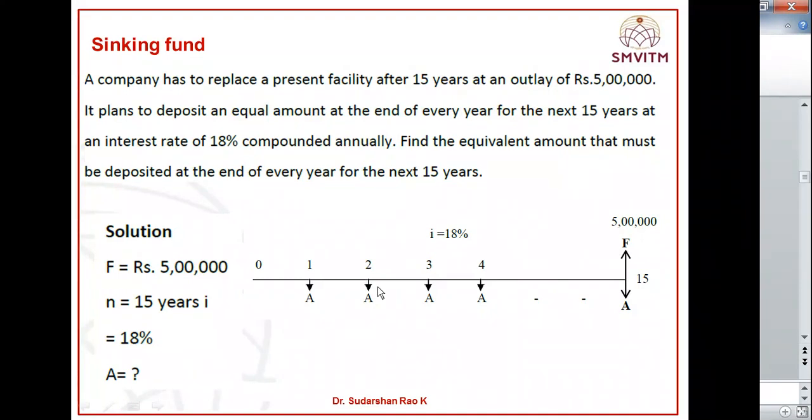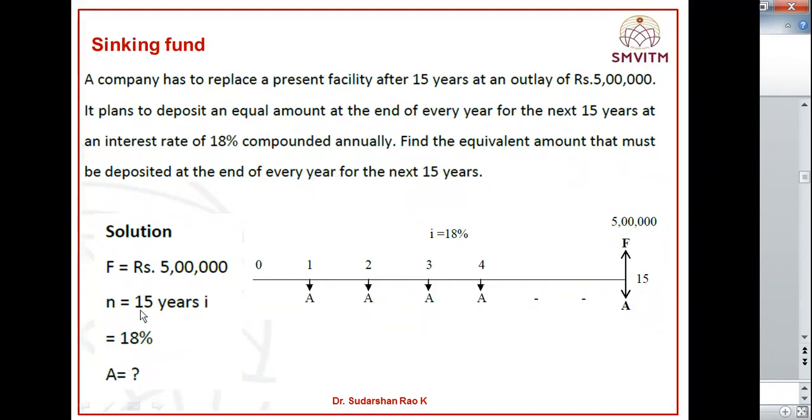It plans to deposit an equal amount at the end of every year for the next 15 years at an interest rate of 18% compounded annually. Find the equivalent amount that must be deposited at the end of every year for the next 15 years. That is, how much they have to deposit for 15 years in order to get 5 lakh rupees after 15 years at an 18% interest rate.